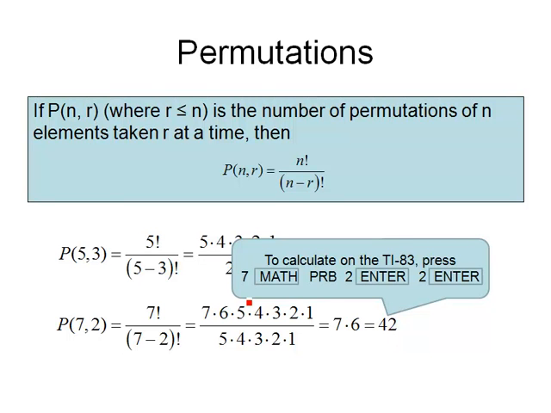On my graphing calculator, I'd put the 7 in first, press the Math menu, go to PRB, choose the second choice, which is NPR, press Enter to paste it to my home screen, then press 2 because I want to make 2 choices, enter again, and it'll calculate that 42 for you. I've been showing all the steps here so you can understand how this formula leads to the 7 times 6.